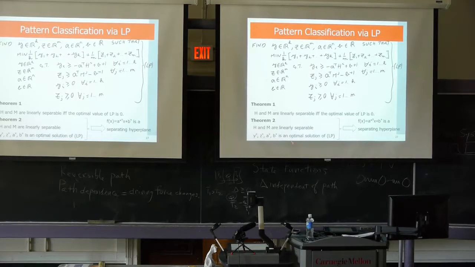And theorem 2: if H and M are linearly separable and Y star, Z star, A star, B star is an optimal solution of this linear program, then f of X equals A star transpose X plus B star is a separating hyperplane. Yes?